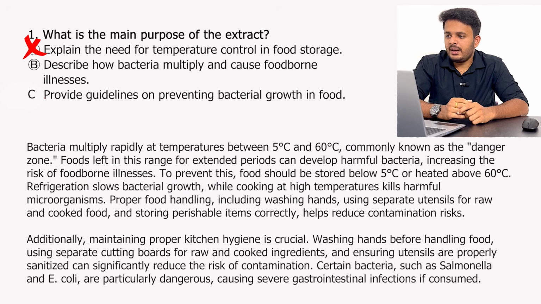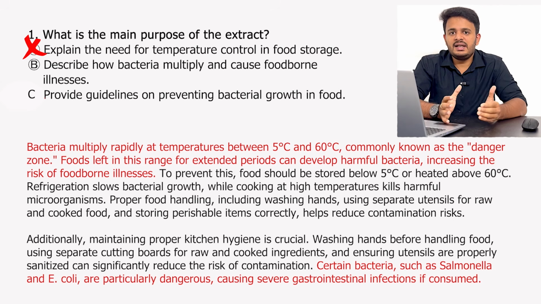Describe how bacteria multiply and cause foodborne illnesses. Here, in this extract, it says that the bacteria can multiply between 5 degrees Celsius and 60 degrees Celsius. But it doesn't explain how bacteria multiply or cause foodborne illnesses. We can say that the last sentence gives the name of the bacteria that cause foodborne illnesses, but the how is missing. How it causes foodborne illnesses is not explained in this extract.